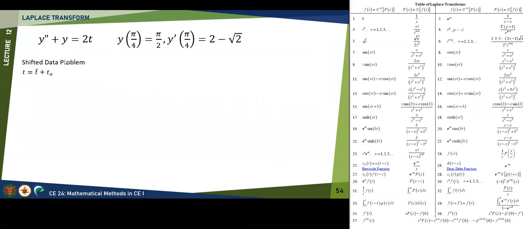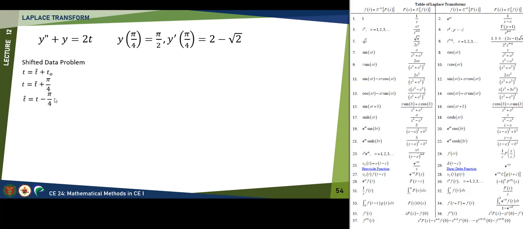So the shifted data problem: for us to use Laplace transform, the initial value should be measured at t equals 0. So ang technique natin is we shift the data. We use this tool: t equals t tilde plus t naught. t naught is the initial time or independent variable at which the initial value is given. For our case, t naught is pi over 4.